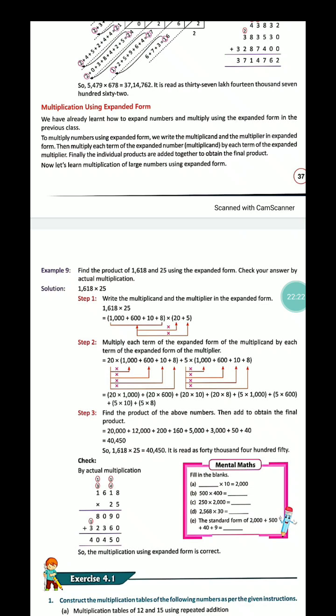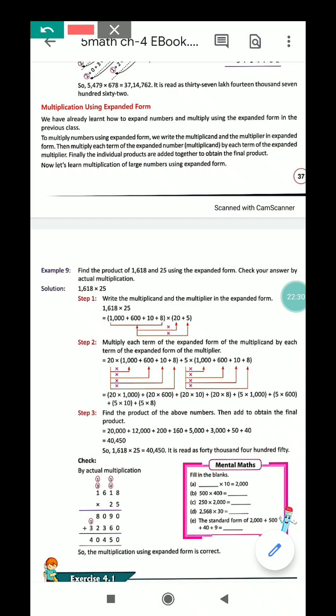So how will we do the expansion? We have already done the expanded form in addition and subtraction, and here we will do the expanded form in multiplication. We have already learned how to expand a number and multiply using the expanded form in the previous classes. To multiply numbers using expanded form, we write the multiplicand and the multiplier in expanded form, then multiply each term of the expanded number, that means the multiplicand, by each term of the expanded multiplier. Finally, the individual products are added together to obtain the final product.